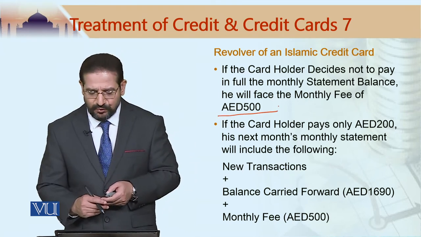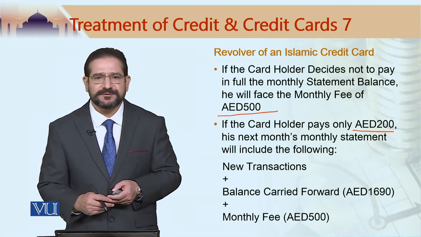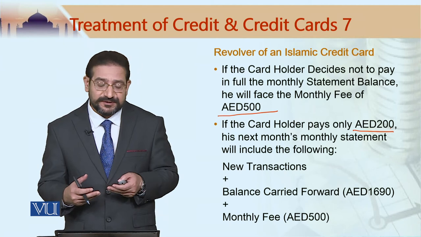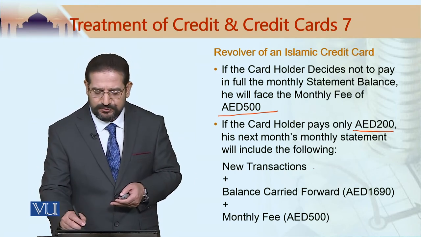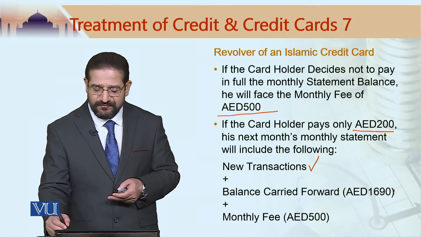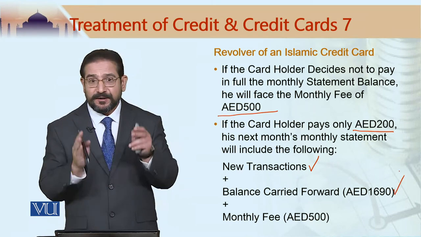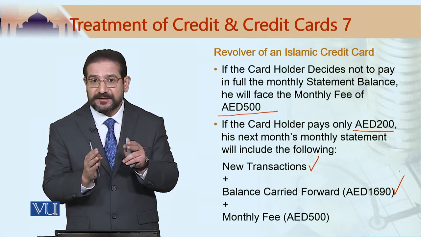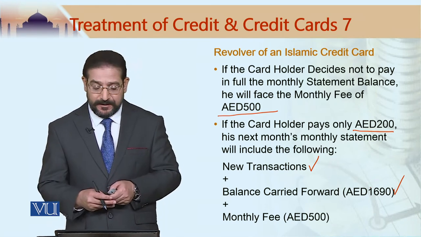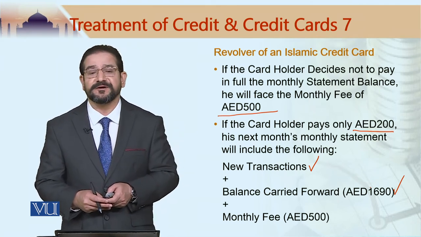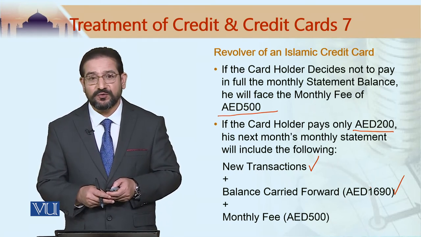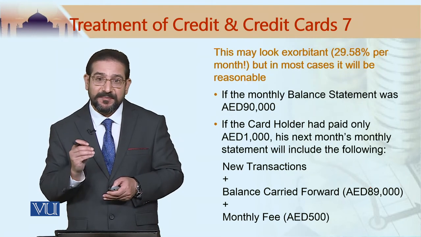Let us assume that the card holder actually pays only 200 dirhams out of the monthly statement balance. In that case, the next month's monthly statement will include the following. Of course, new transactions the card holder would be making during that period, plus the balance carried forward from the previous month, which would be the previous month's monthly statement balance minus the 200 dirhams which the card holder paid. So this would be 1,690 plus the monthly fee of 500 dirhams.